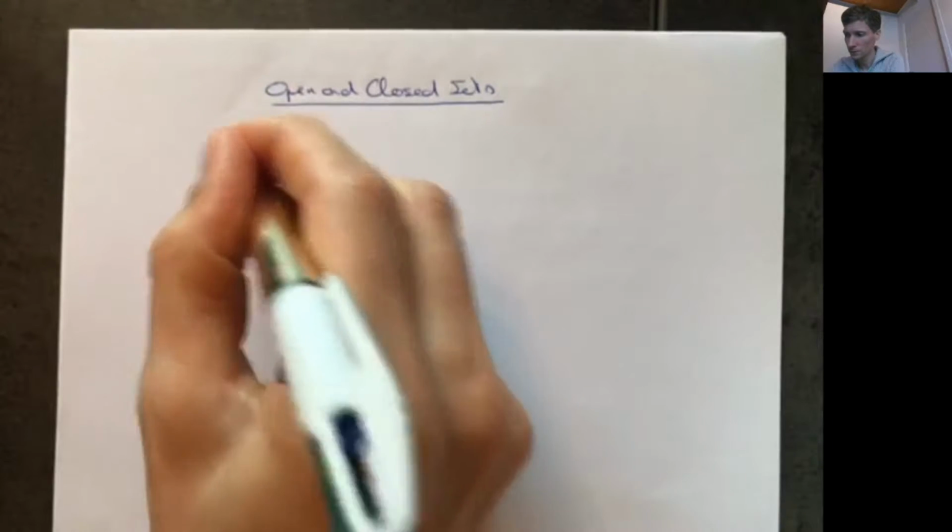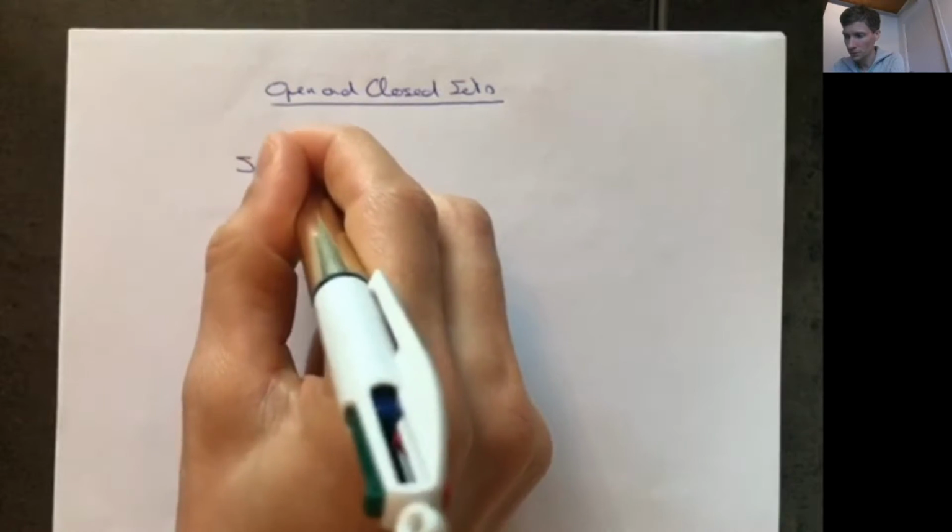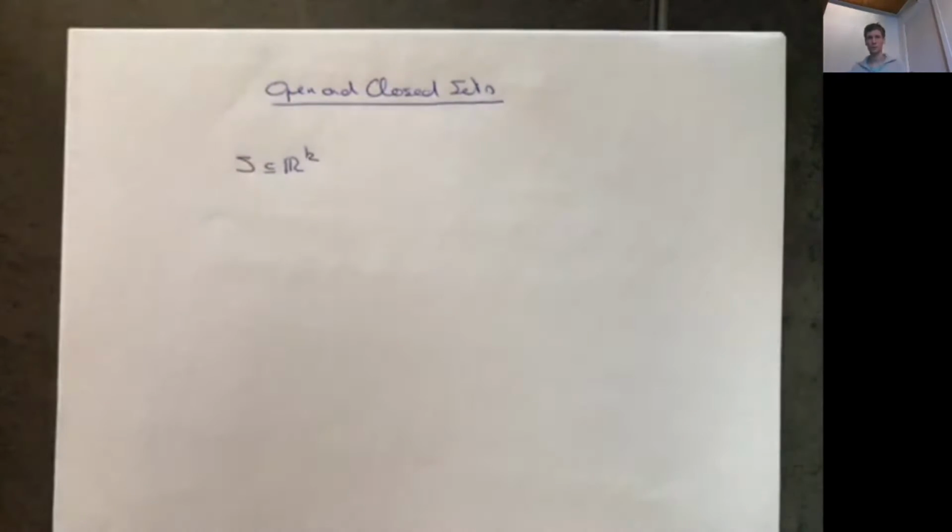Today we're going to introduce some topology. In particular, we're going to talk about closed sets and open sets, and we're going to see the relationship between open and closed sets. Okay, so let's start. We have a set which is a subset of vectors, or k-dimensional Euclidean space.